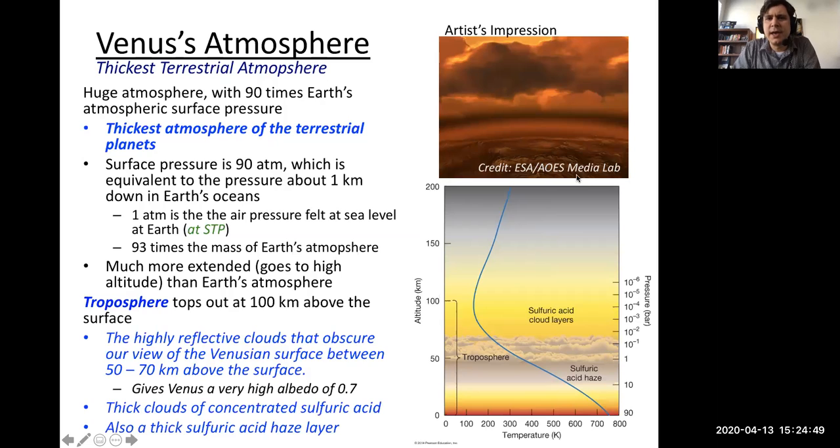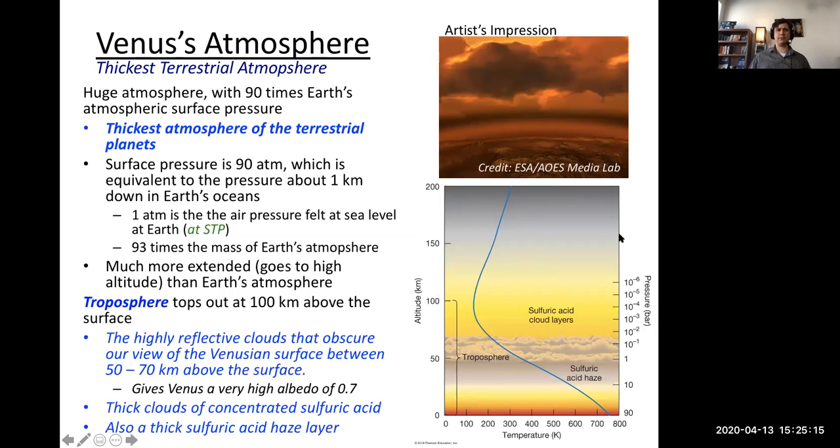Up here we have an artist's impression of what it might be like to be flying through the skies of Venus. Not a very pretty view. And as always, anytime that we're going to be talking about the atmosphere of a planet, we're going to take a look at our temperature here on the x-axis versus the altitude, so how high up going towards space, which you could also map by pressure.